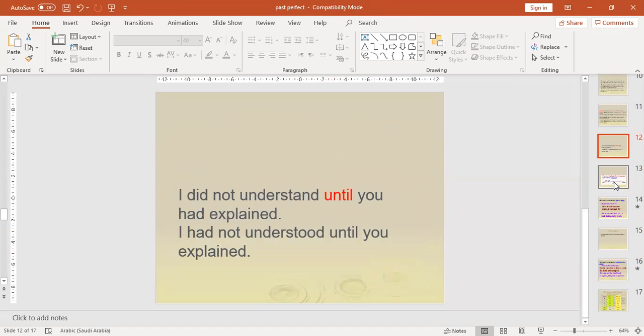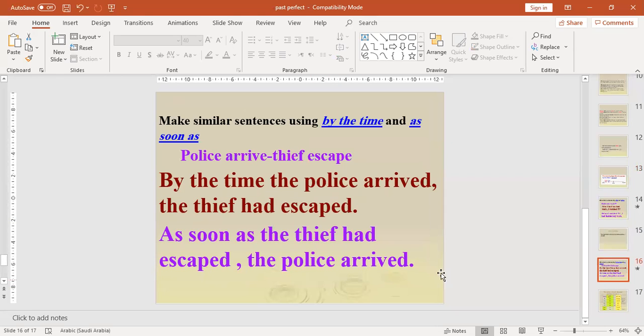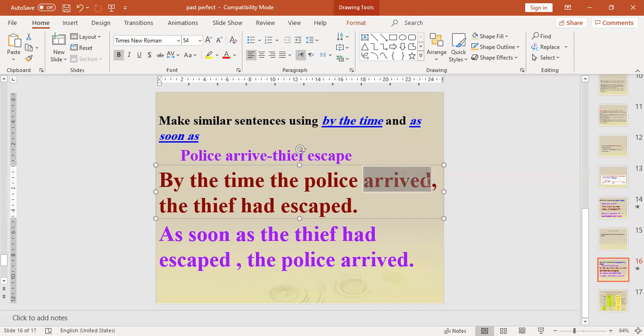Okay, so here are examples that you have to do. Now look here, use by the time. After by the time we use past simple, and the other one should be in the past perfect. By the time the police arrived, the thief escaped. Make your sentence. By the time the police arrived, past simple, the thief had escaped, past perfect. So the thief escaped first, then the police arrived later.